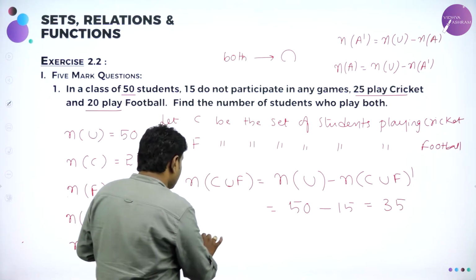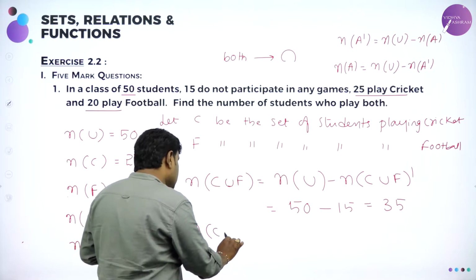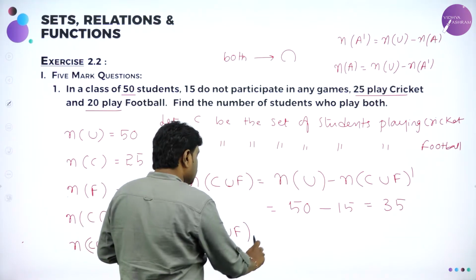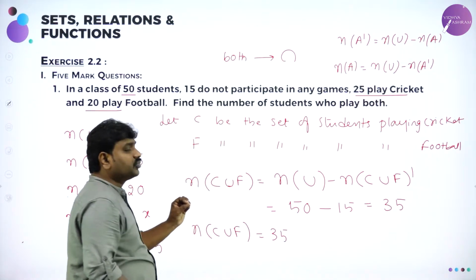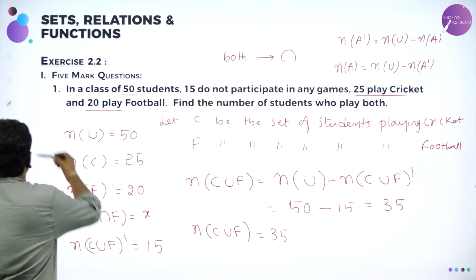Now you got C union F. What you got? C union F. So now that is 35. Now we can use this format to get the answer.